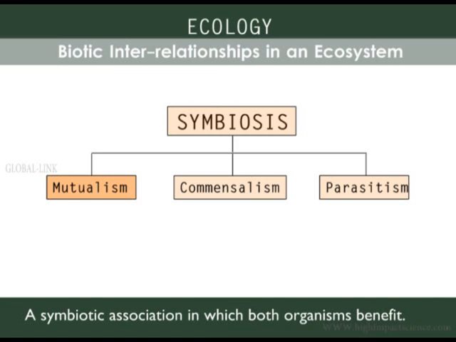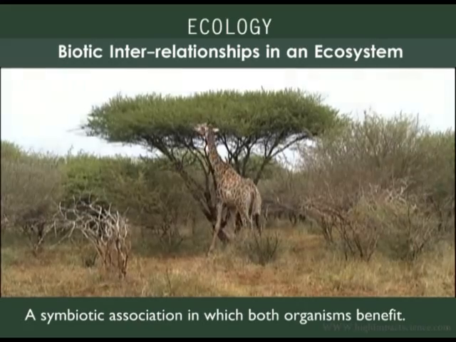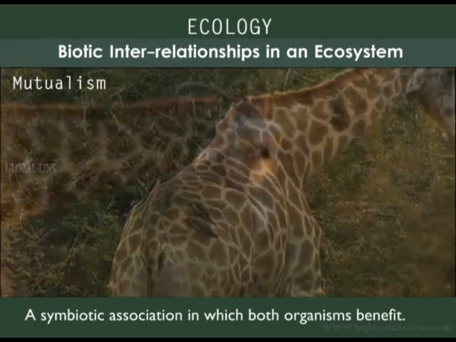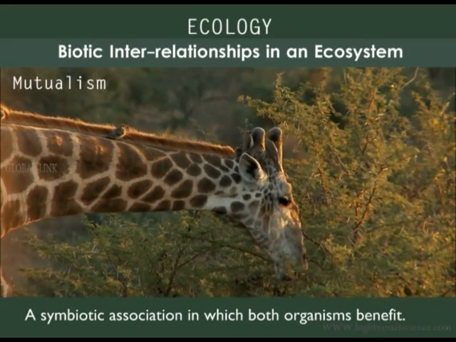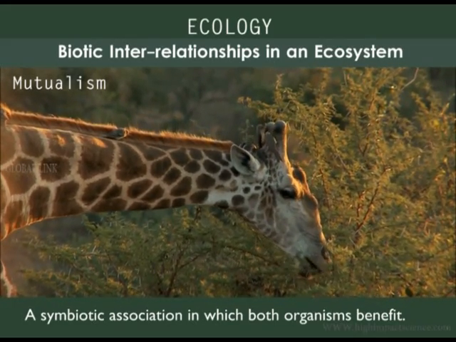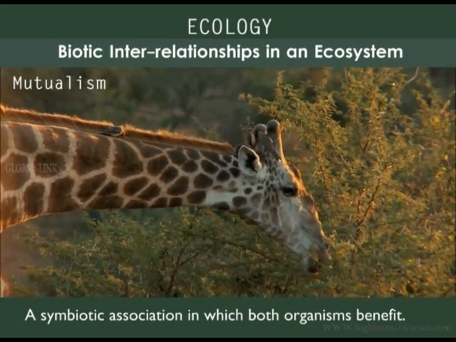Mutualism is a kind of symbiotic association in which both organisms benefit. In animals, for example, we can take this giraffe and this bird. The birds feed on the parasites on the animal's body. In the process, the animal gets cleaned and the birds obtain food.